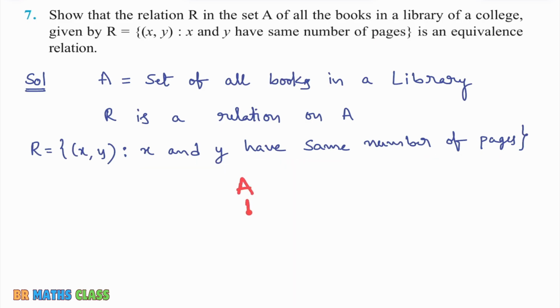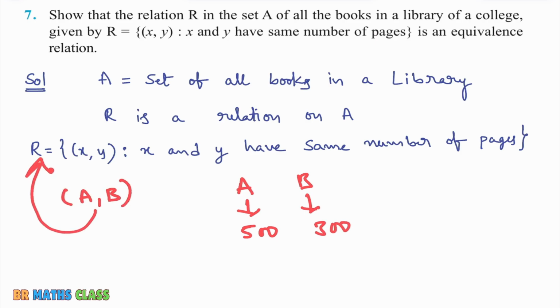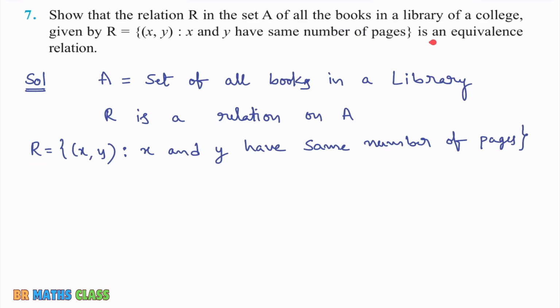Suppose A is a book which has 500 pages. B is a book which has 300 pages. Now my question is, does the ordered pair (A, B) belong to this relation? No. Which ordered pair belongs to this relation? The books which have the same number of pages. Suppose this book also has 500 pages. Now both the books have 500 pages. In that case, we say that the ordered pair (A, B) belongs to R. Now we need to show that this relation is an equivalence relation. Equivalence relation means we need to show that it is reflexive, symmetric, and transitive.